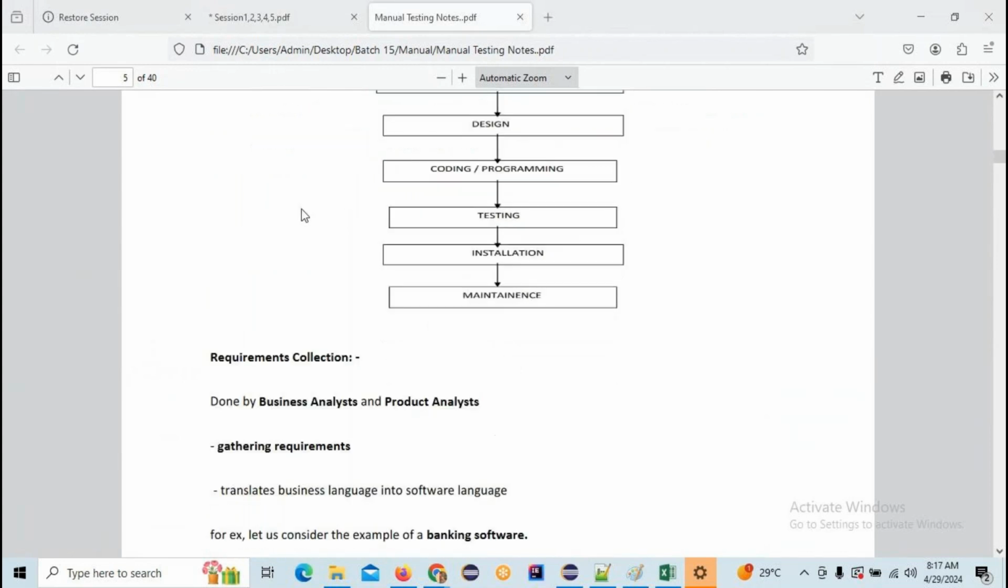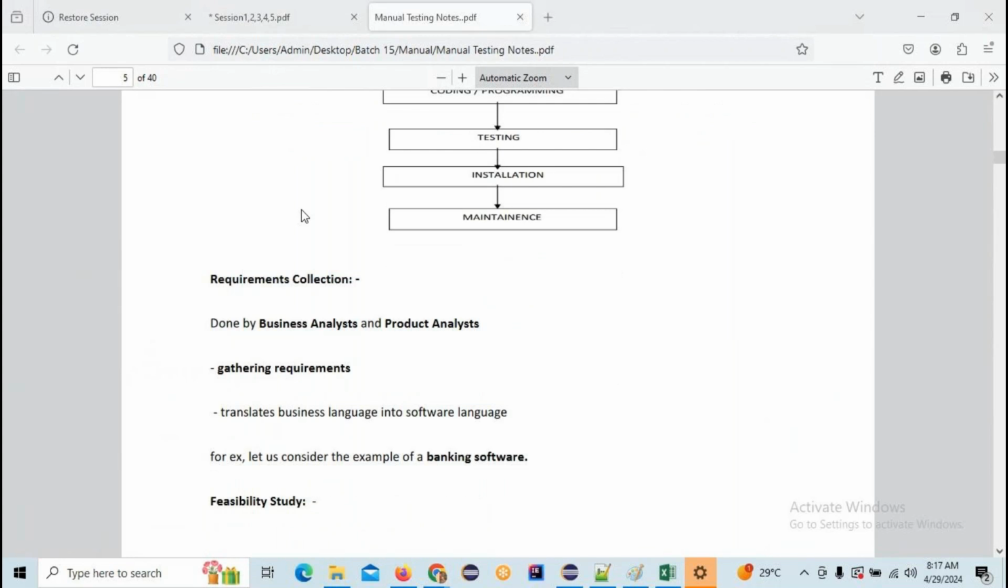Okay, so the first one is requirement collection. Who will be involved in the requirement collection? It is done by the business analyst and product analyst. And here you can see gathering the requirements and translating business language into software language.